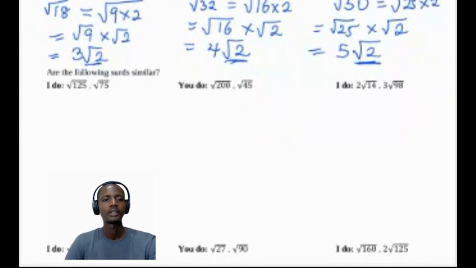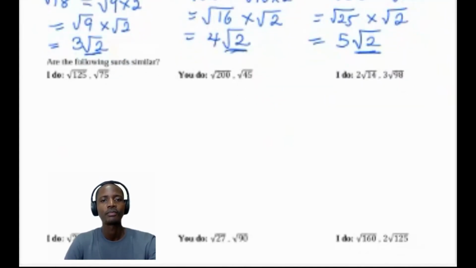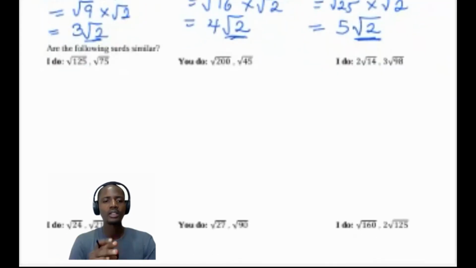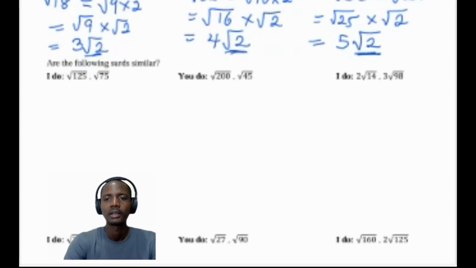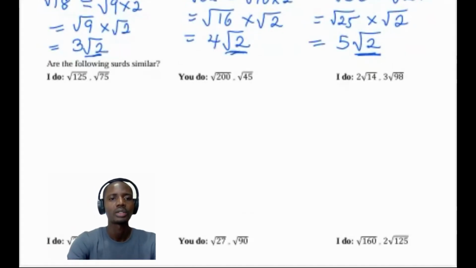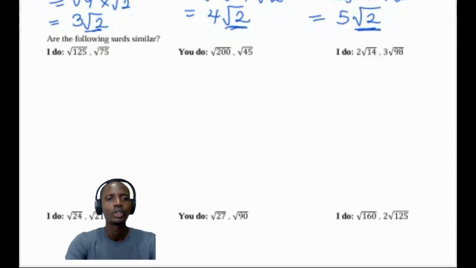So we have a question. Are the following surds similar? Okay, because of our time, I may not be able to do all of these, but I will take about 3 of these questions. We'll look at them together. Root 125, root 75. I want to check if these two surds are similar.